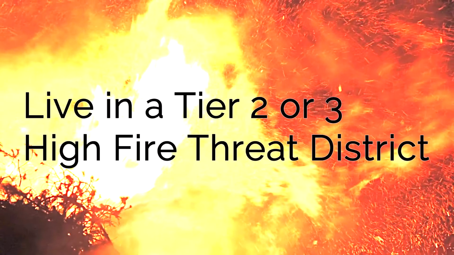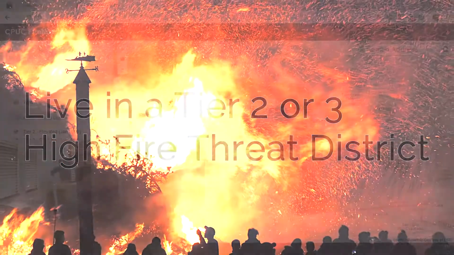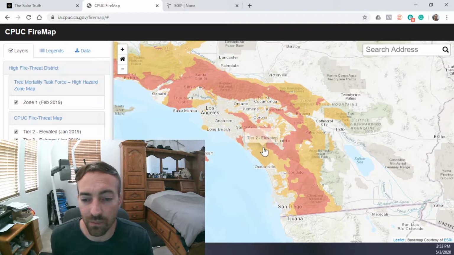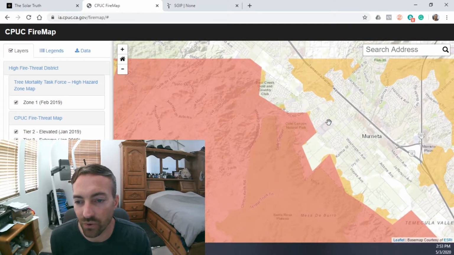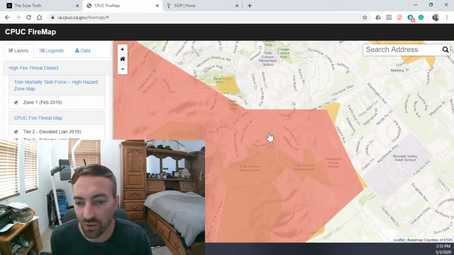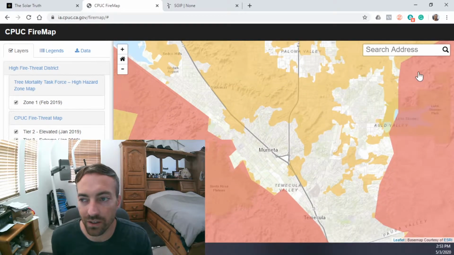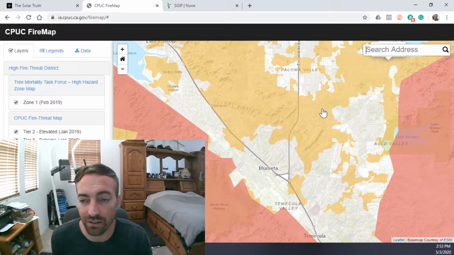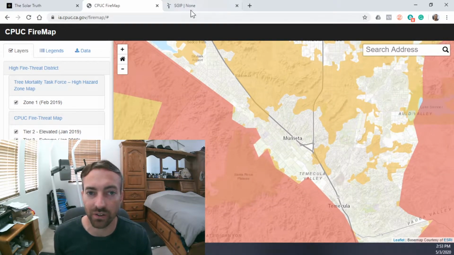Or you live in Tier 2 or Tier 3 fire districts. And this is what this map was. This is a bit more common. Tier 2 is the orange areas. Tier 3 is the orange reddish areas. And when you zoom in, this is basically if you live near the mountains or in a mountainous area. Some tracts qualify for this. You might be right on the border, so you'll want to look at this map. You can actually put your address in here and see where you're at and if you are in that zone. That doesn't mean you qualify yet. That is the first step.